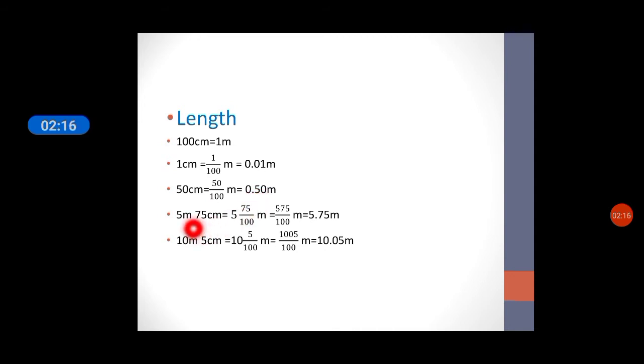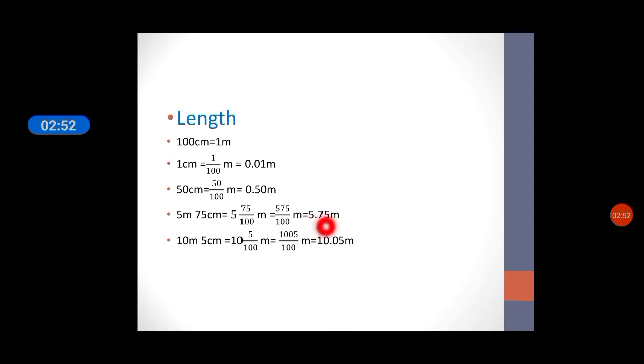Now in the case of 5 meter 75 centimeter, the 5 meters is already in the whole number part, so there is no need to convert it. You need to convert the 75 centimeter into meter. How will you convert? 75 centimeter is nothing but 75 by 100, and 5 is the whole number part. So it is 5 and 75 by 100 meter. Converting it, 5 into 100 is 500 plus 75, so it will be 575 divided by 100 meter.